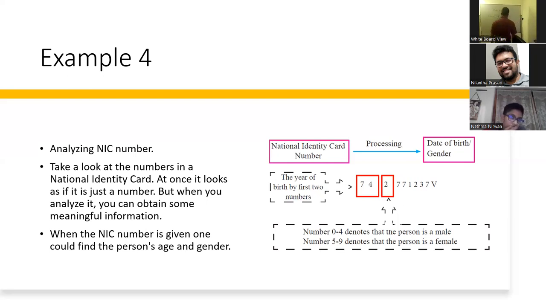So if this number is between 0 and 4, that person is a male. If it is between 5 and 9, that person is a female. And this denotes the birth year.